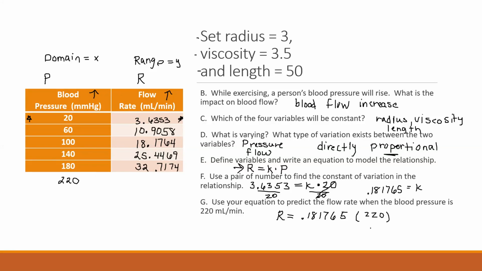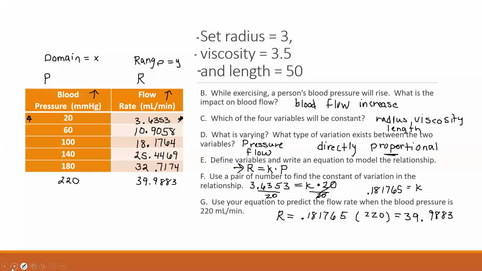And so I just go to my calculator, let it do the math for me, and I get an answer of 39.9883. Now again, if you round off your K, your decimals may be a little bit different there, but very close to 40. So 39.9883. And that makes sense to me in that my blood pressure went up, and so my blood flow rate went up, and that's how these two are related.